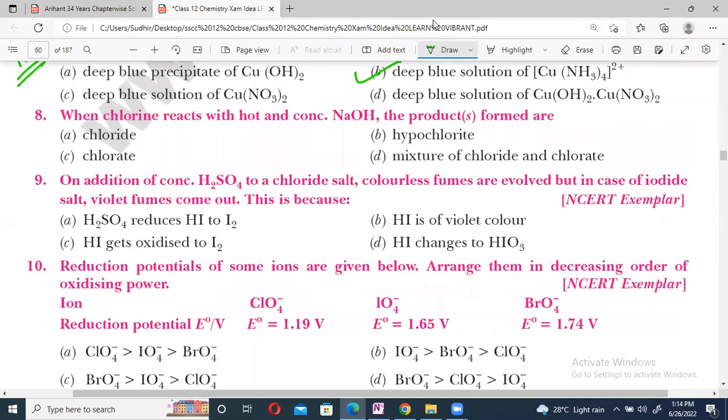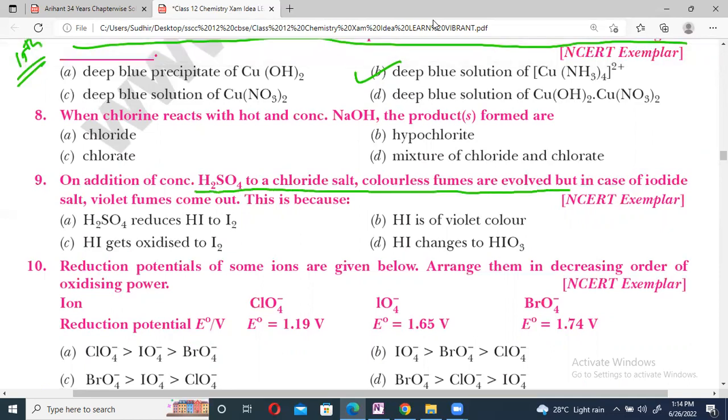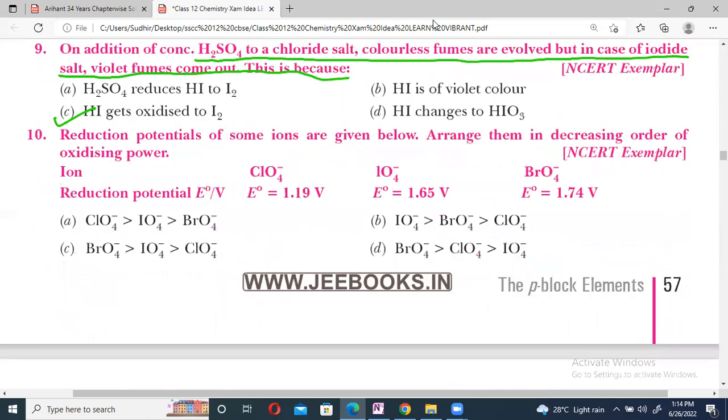Now, question number 8, if you see, it also comes under the 17th group, no need. Then question number 9, yes sir, 9 will come under the 16th group. What is that, beta? On the addition of conc. sulfuric acid to the chloride salt, colorless fumes are evolved. But in case of iodide salt, violet fumes will come out. And this is because HI gets oxidized to I2. It is an NCERT statement, option C.